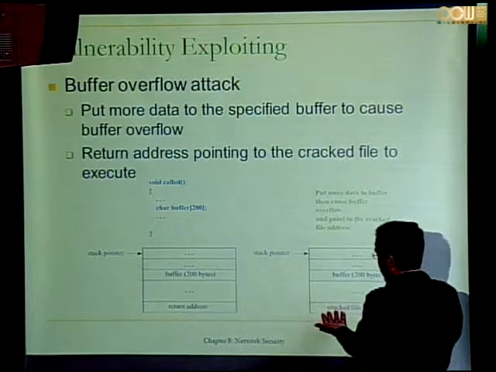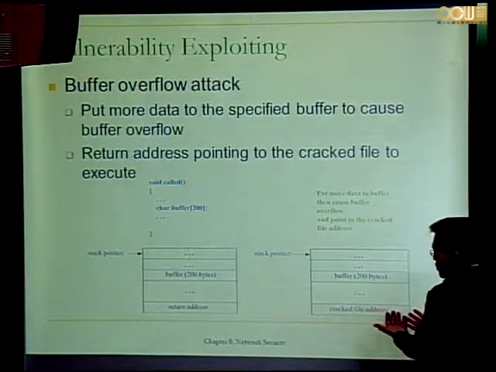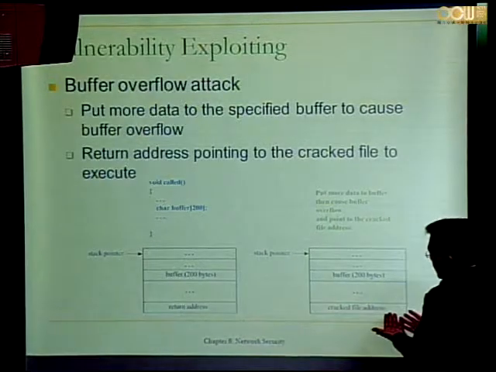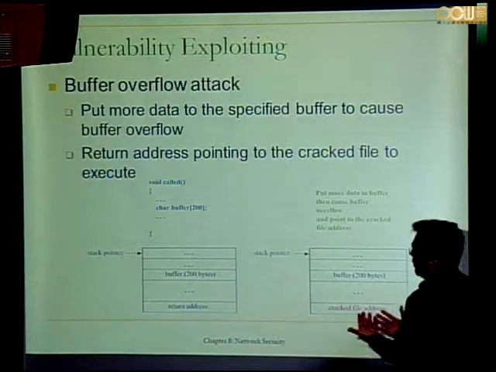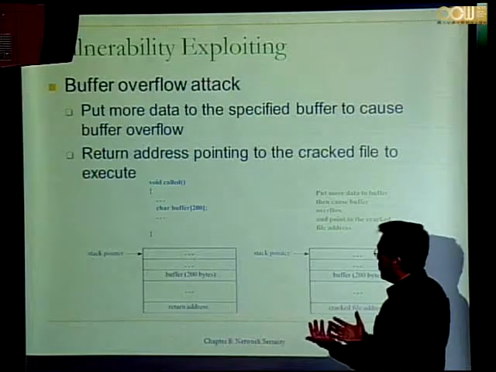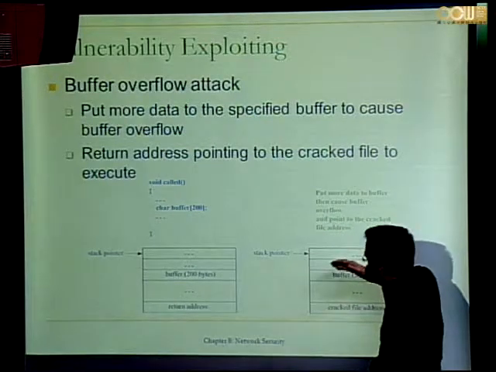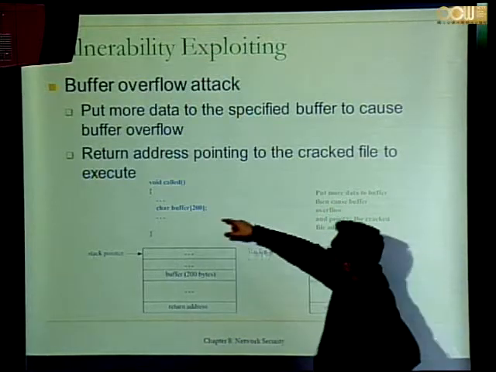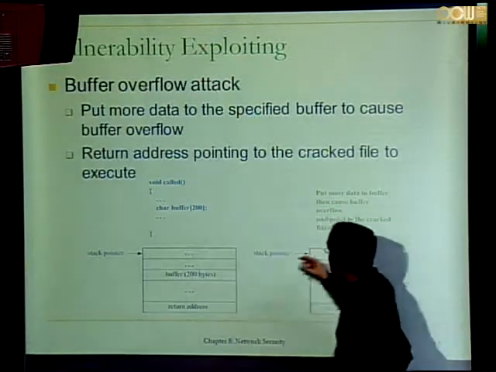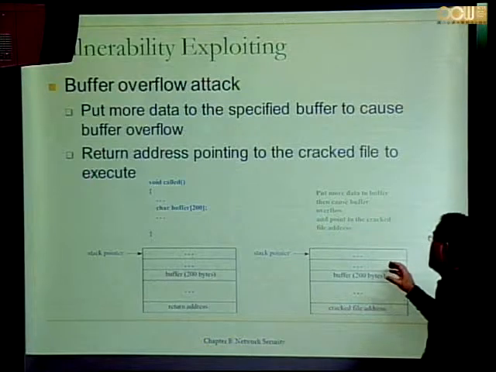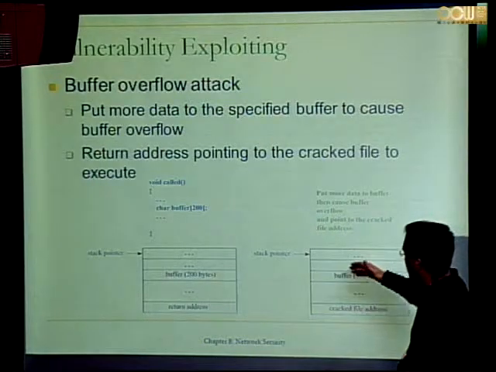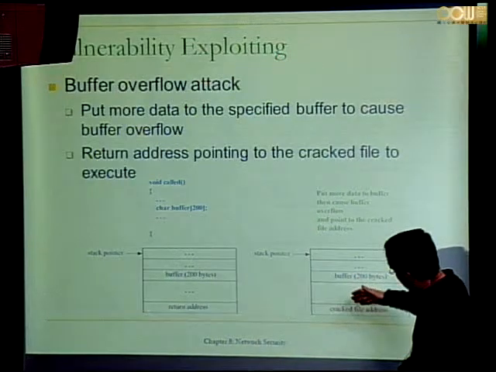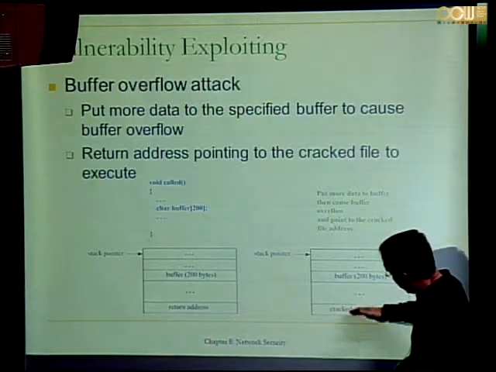So then the return address has been rewritten when the client sends a protocol message. So when the client sends a protocol message, the server program, the server procedure here, would take that protocol message and then put it into the buffer here. But since it's too long, it would overflow and overlap on this.